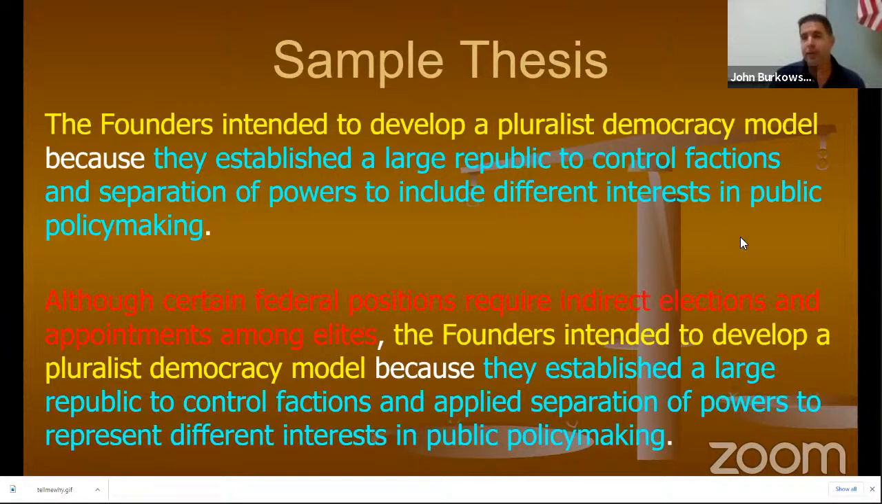Right? The more complex, throwing in that alternate perspective, although certain federal positions require indirect elections and appointments among elites. So the elite model. The founders intended. So I'm just using what I put here. But imagine in my essay, I probably would be dealing with elite. My alternate perspective would be talking about the elite model of the founders. All right.